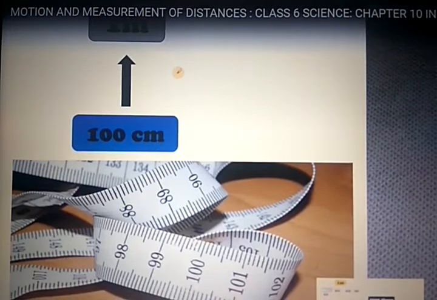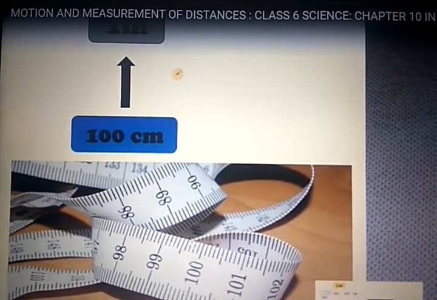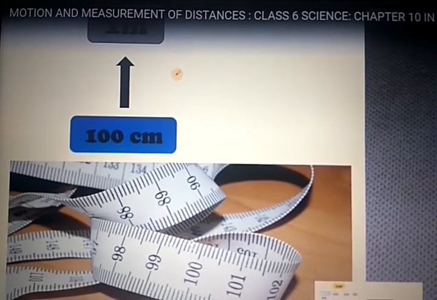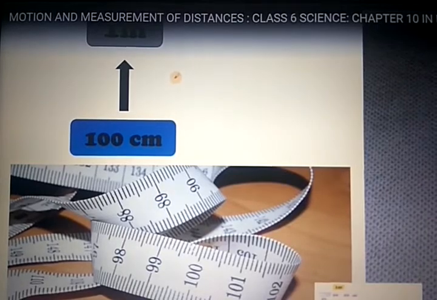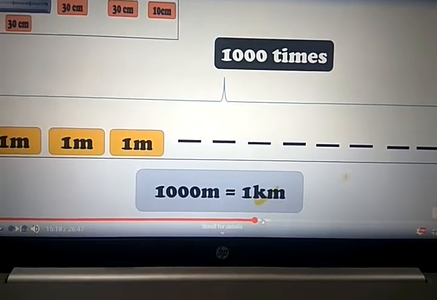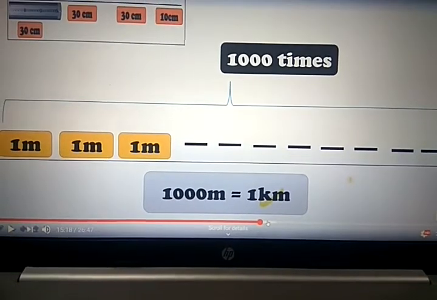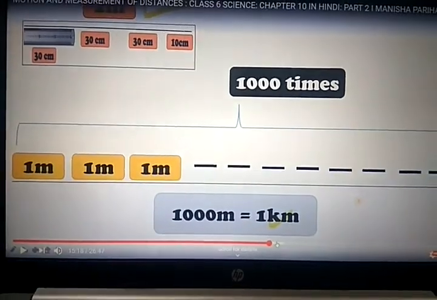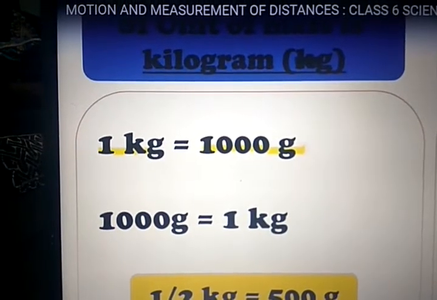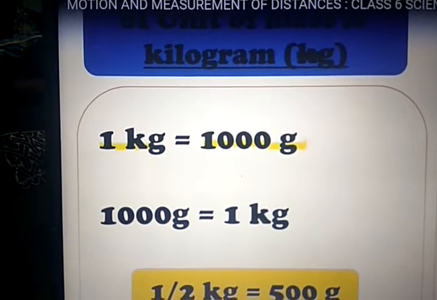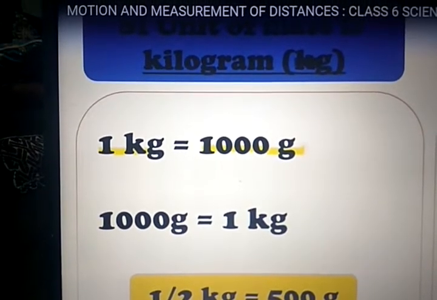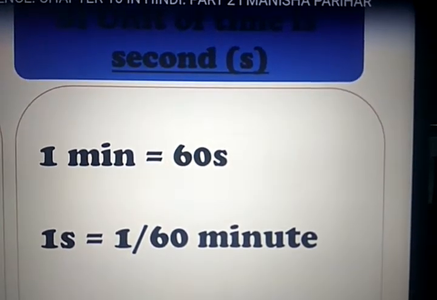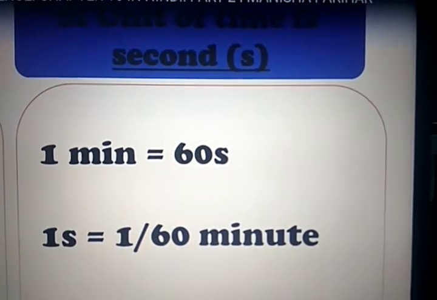Whenever the part is straight, like the table, you can use that scale, but where there is a curved part, you use this flexible tape for measurement. Here you can see 1 kilometer is 1000 meters. Similarly, the SI unit of mass is kilogram. 1 kilogram is equal to 1000 gram. The SI unit of time is second. 1 minute is equal to 60 seconds, or 1 second is equal to 1 upon 60 minutes.